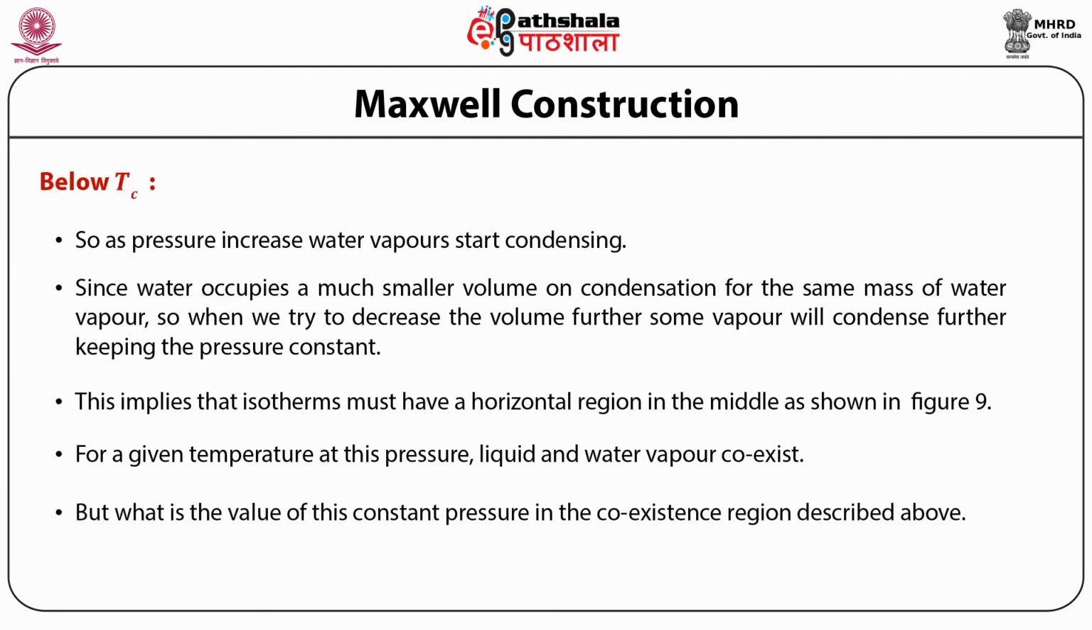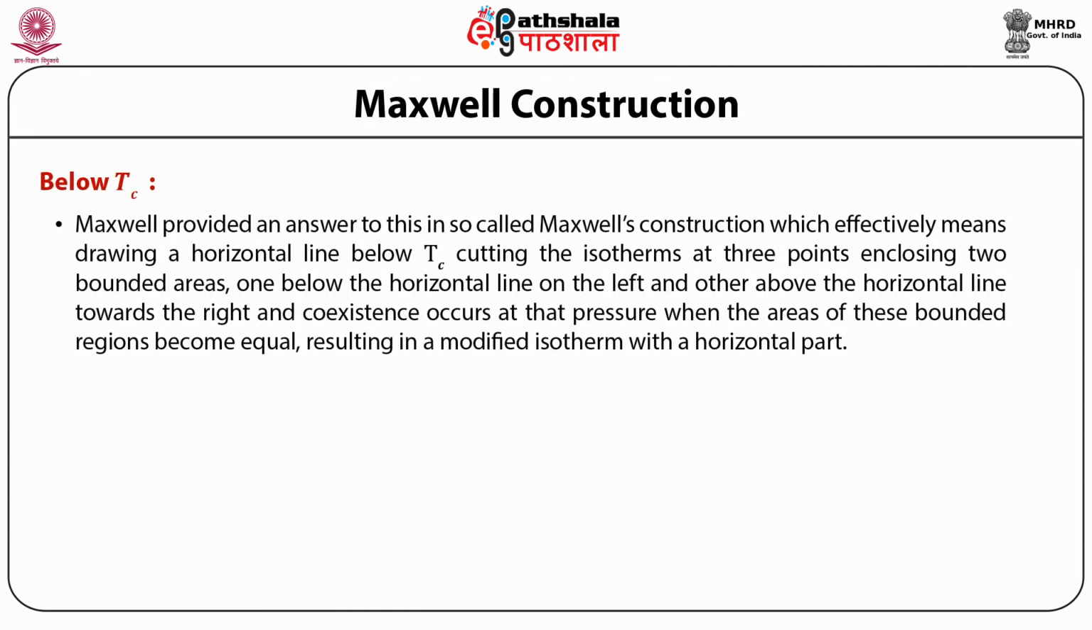But what is the value of this constant pressure in the coexistence region described above? Maxwell provided an answer to this in the so-called Maxwell construction, which effectively means drawing a horizontal line below Tc, cutting the isotherms at 3 points, enclosing two bounded areas, one below the horizontal line on the left and the other above the horizontal line towards the right. Coexistence occurs at that pressure when the areas of these bounded regions become equal, resulting in a modified isotherm with a horizontal part.